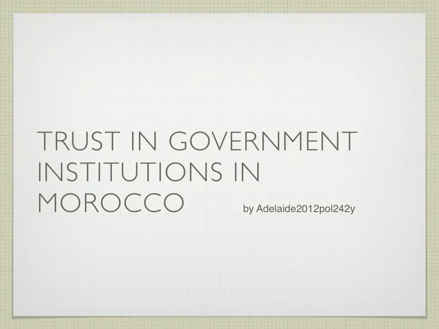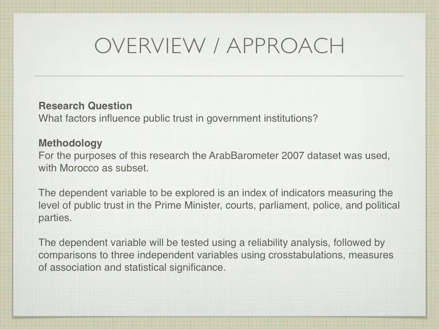This presentation looks into factors that influence public trust in government institutions. The dataset used for this study is the Arab Barometer 2007, using the Morocco subset. The dependent variable to be explored is an index of indicators measuring the level of public trust in the Prime Minister, courts, Parliament, police, and the political parties.